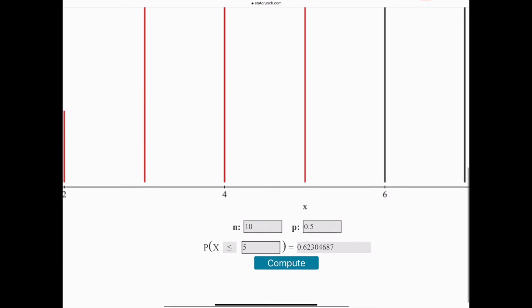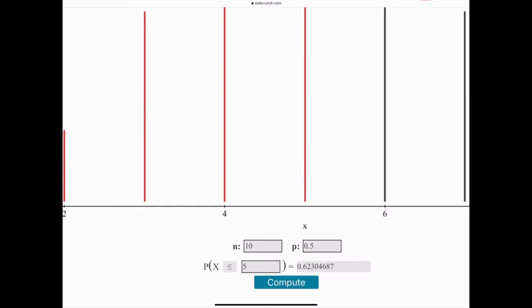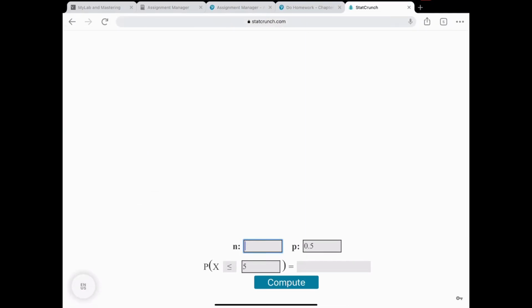The calculator needs to know our n, which once again is our number of trials. Our number of trials was 20. Remember, there were 20 people standing in line. p is our probability of success. It's the probability that somebody has O negative blood. They told us that was 6%, so 0.06 is what that is.